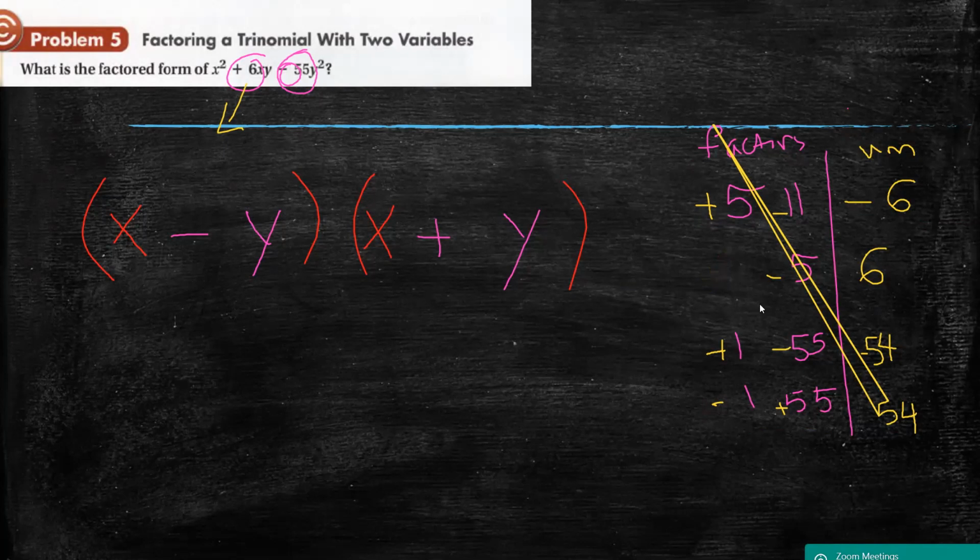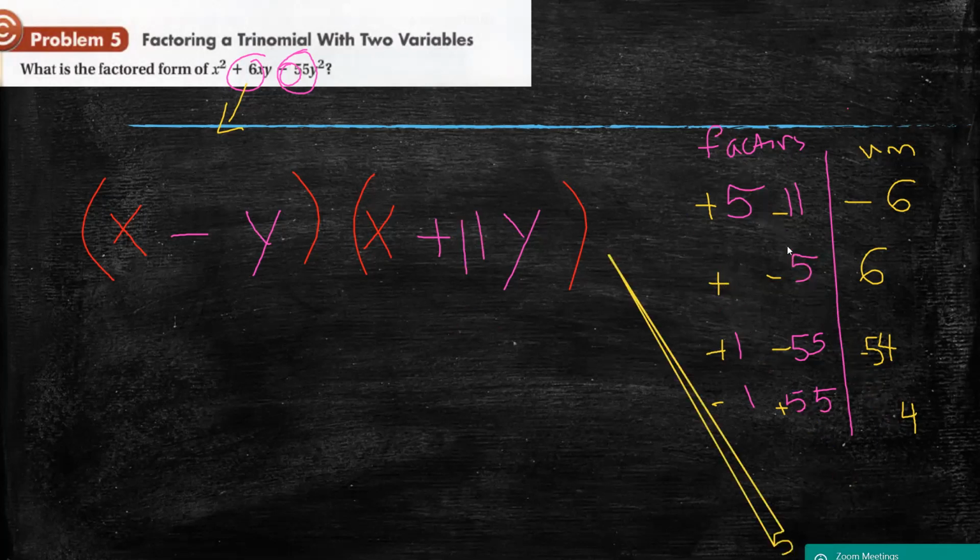So here I have to write this positive 11. I bring it here. I'll keep it as 11. And this 5, you have to bring it here also. So our factors will be x minus 5y times x plus 11y. Is it clear?